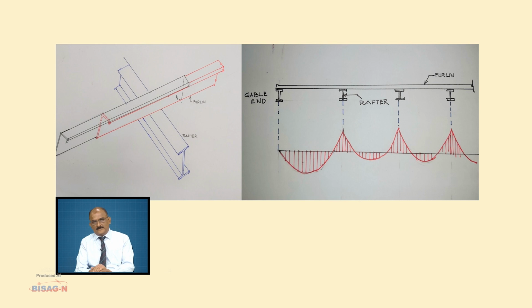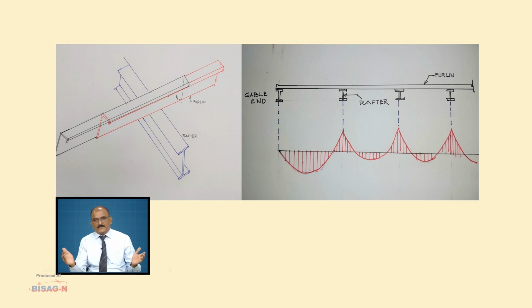Similarly, at the gable end, instead of one purlin we will be putting two purlins, or we may even reduce the spacing of the purlin by providing one intermediate purlin between two purlins. So, if the purlin spacing is say 1.8 meter or 1.7 meter at other places, it will be 1.7 divided by 2 for the gable end bay.